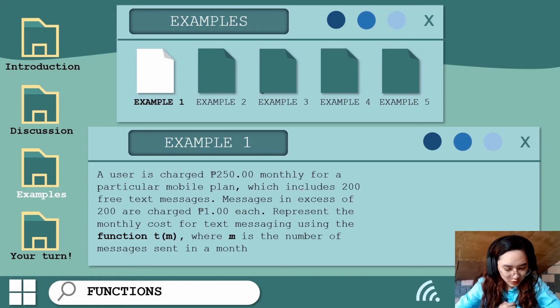Here, a user is charged 250 pesos monthly for a particular mobile plan, which includes 200 free text messages. Messages in excess of 200 are charged 1 peso each. Represent the monthly cost for text messaging using the function P of M, where M is the number of messages sent in a month.